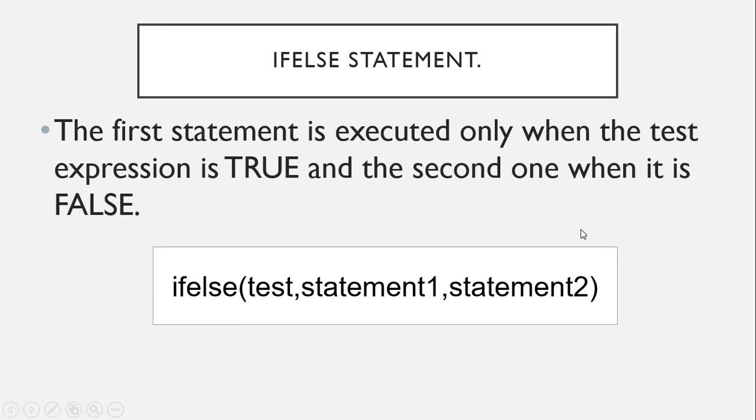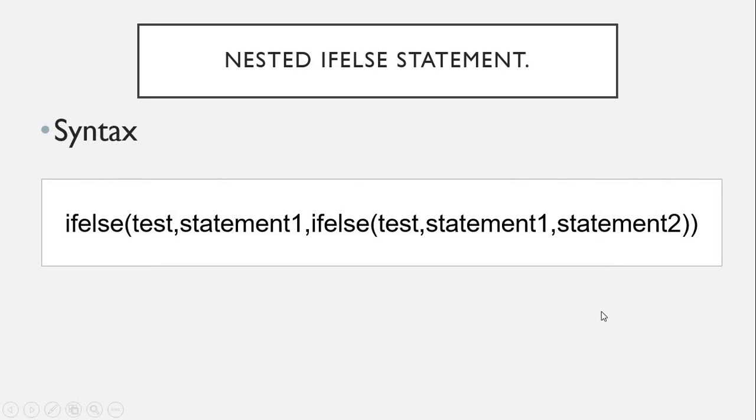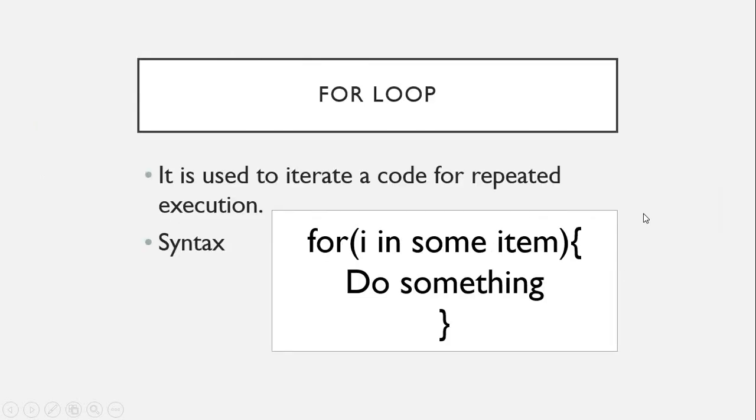We also have the ifelse statement, which just performs the same operations as the previous if else, but the only difference is the syntax. As you can see here, we have an ifelse and it does a test. If it is true, it's going to return statement 1, and if it is false, it's going to return statement number 2. The next one is the nested if else statement, and we are also going to do a practical of all these loops. Then we go to a for loop.